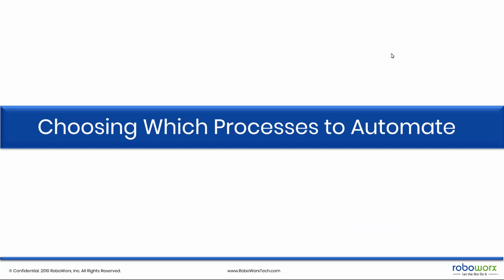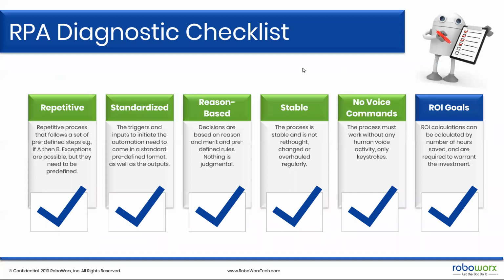Okay, so now that you understand what RPA is and how it can be used, where do you start, right? So what we put together for you here is an RPA Diagnostic Checklist. And basically what we're saying here is, you should think about maybe 5-10 processes that you think would work well for RPA, and then run it against this checklist and see if it meets these criteria.